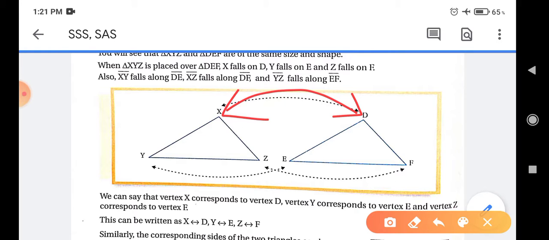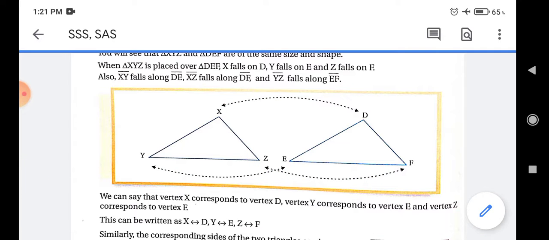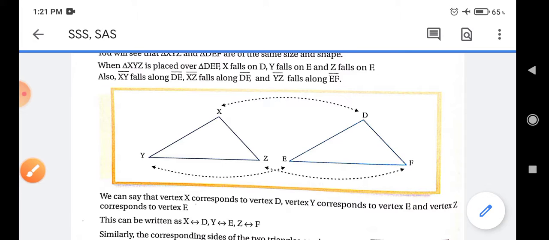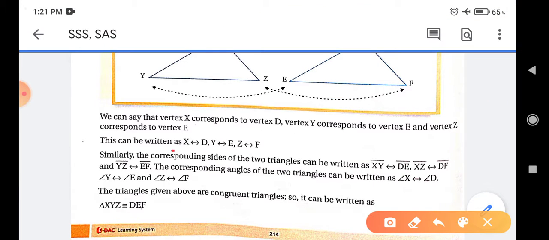This is a very important word in congruency of triangles: corresponds. X corresponds to D, Y corresponds to E and Z corresponds to F. So these triangles will correspond to each other. We can say that vertex X corresponds to vertex D, vertex Y corresponds to vertex E and vertex Z corresponds to vertex F. We can write it in this form. This is the sign of correspondence.